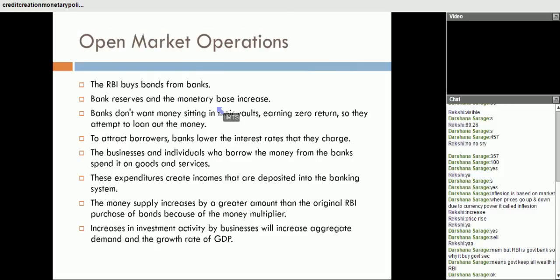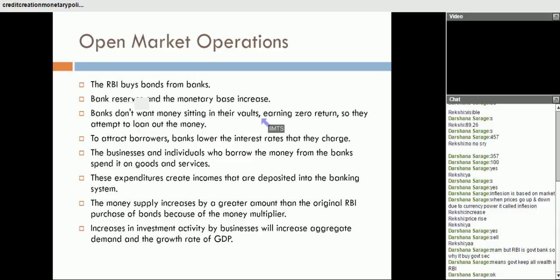Now I'll take you to the other. Now open market operations. The RBI buys bonds from the bank. Bank reserves and the monetary base increase. Sometimes it may buy from individual banks like Punjab National Bank, State Bank of India, Oriental Bank, and sometimes private banks also like ICICI. So the RBI buys bonds from those banks, and the bank reserves and the monetary base increase.